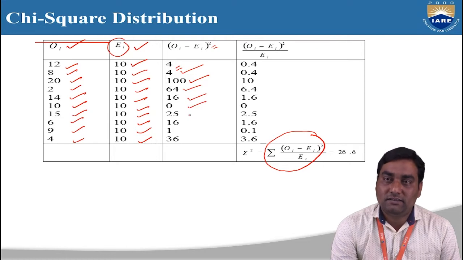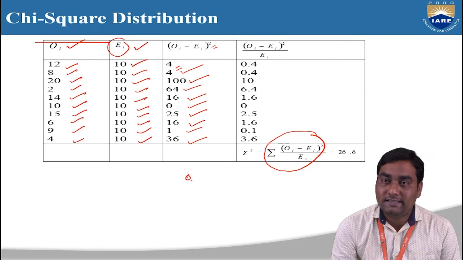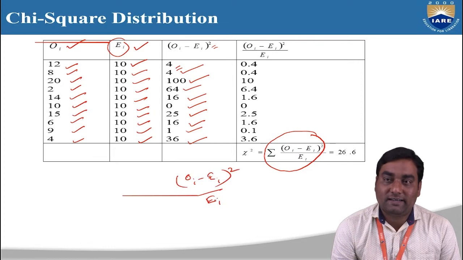15 minus 10, 5 square, 25. 6 minus 10, minus 4 whole square, 16. 9 minus 10, minus 1 whole square, plus 1. 4 minus 10, minus 6 whole square, 36. So we got the numerator value, OI minus EI whole square. But in the chi-square formula, we require OI minus EI whole square by EI.